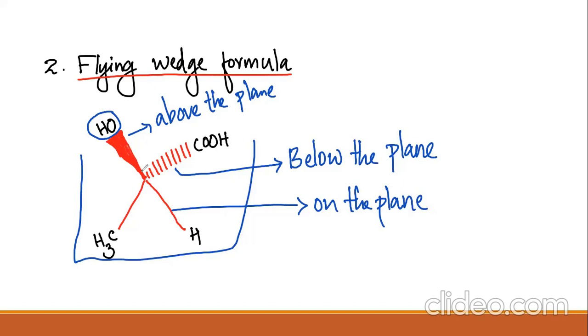If you are given one example like this, in that you can see one dark line, one dotted line, and straight bonds. Dark line indicates that the bond is above the plane, and dotted line indicates that the group is below the plane, and others are on the plane. Clear? So this is the second type of representation.